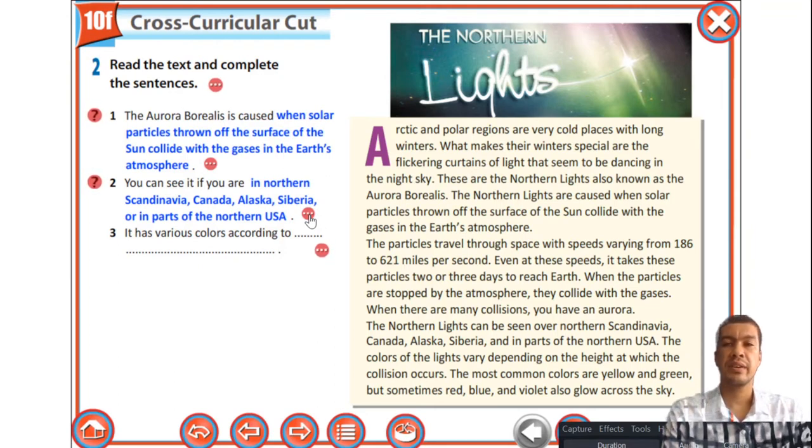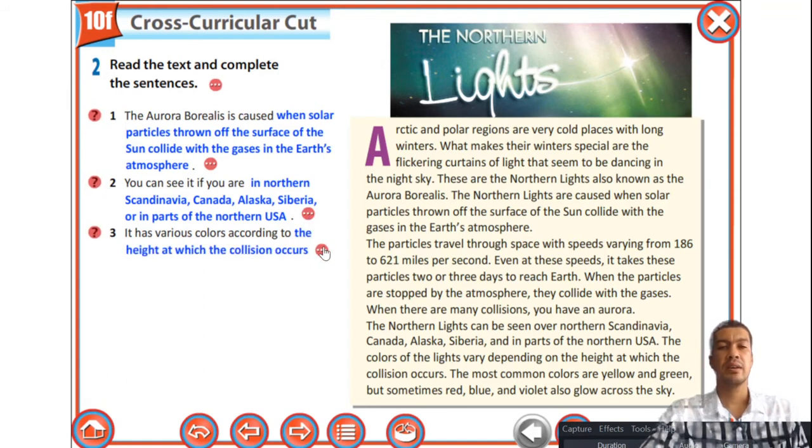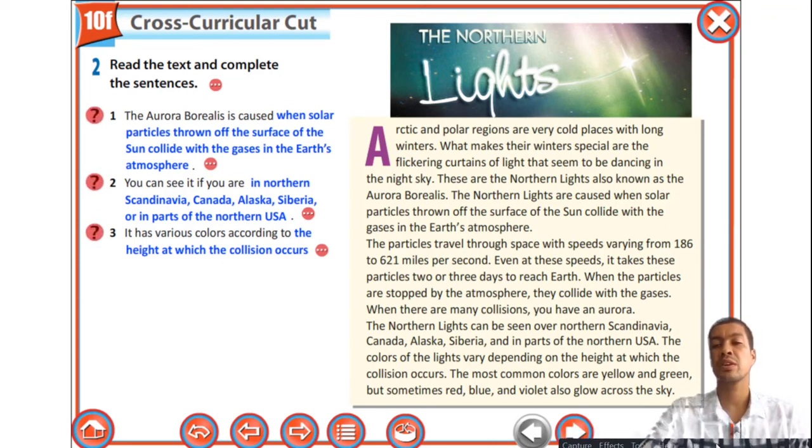It has various colors, as I've just mentioned: yellow and green, as well as blue and violet. But the height at which these collisions occur is very fantastic for you to witness. So it's something definitely to add to your bucket list.